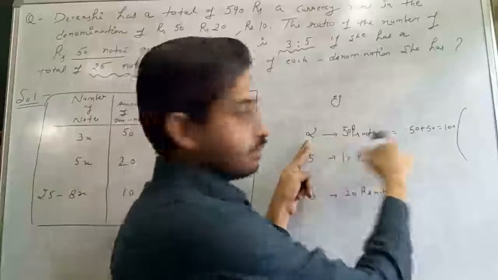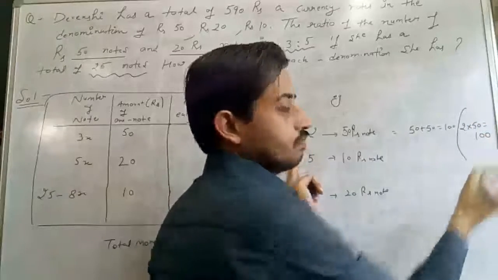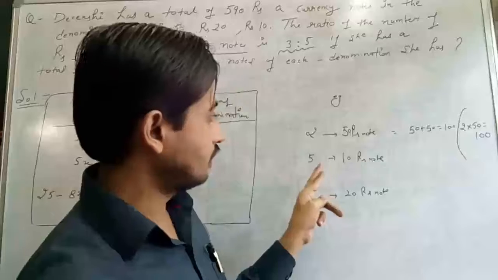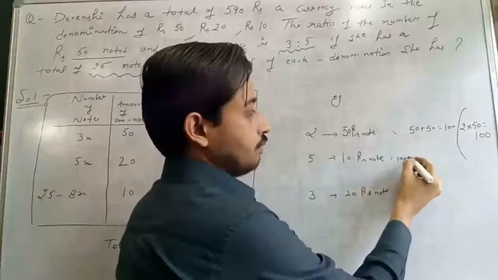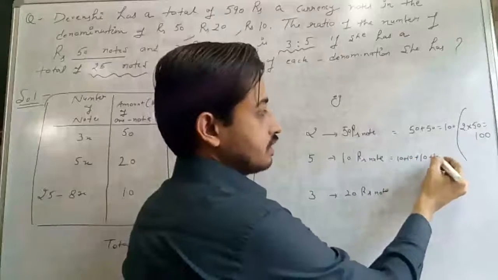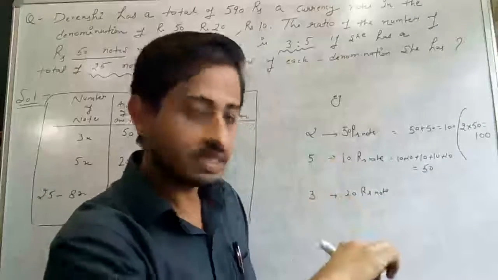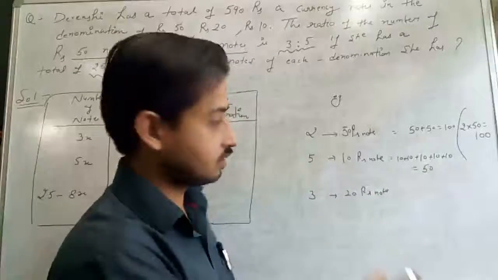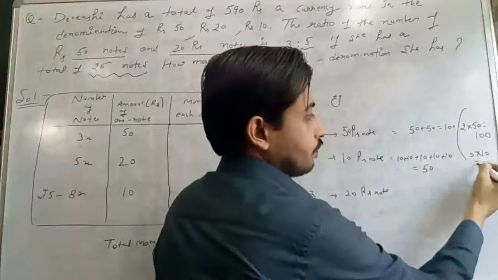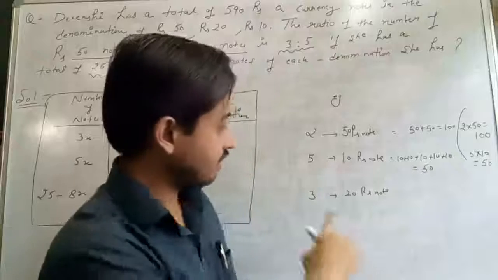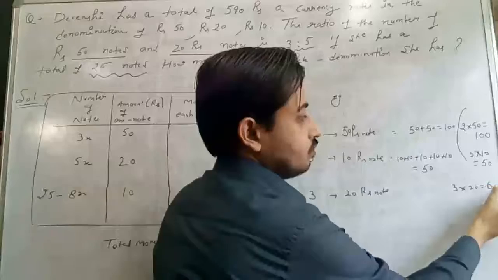2 multiplied by 50 is equal to 100. Same here, I have 5 10-rupee notes, it means 10 plus 10 plus 10 plus 10 plus 10, which is equal to 50. This can be easily calculated by using multiplication. 5 into 10, which is equal to 50. Similarly, we can calculate 3 into 20, which is equal to 60.